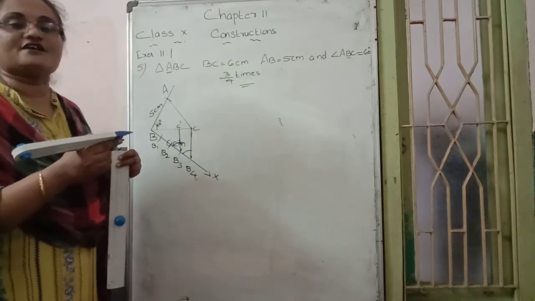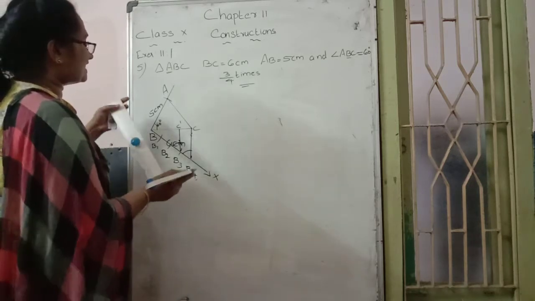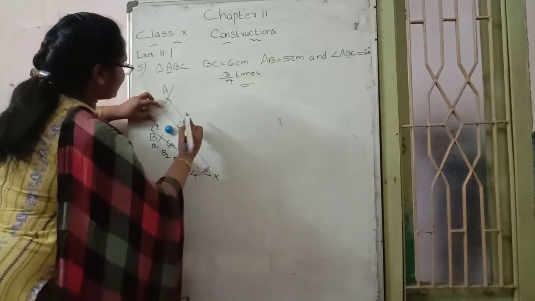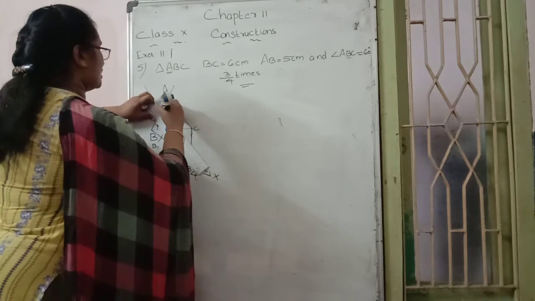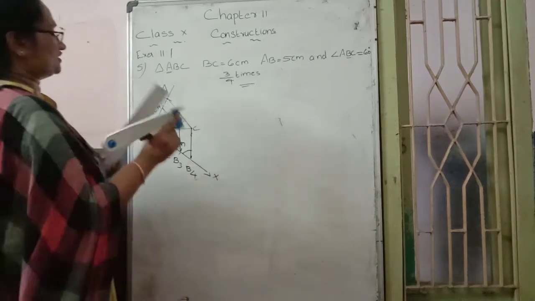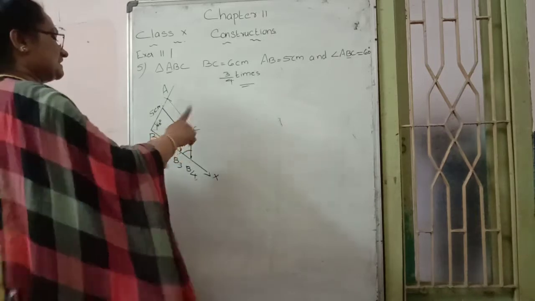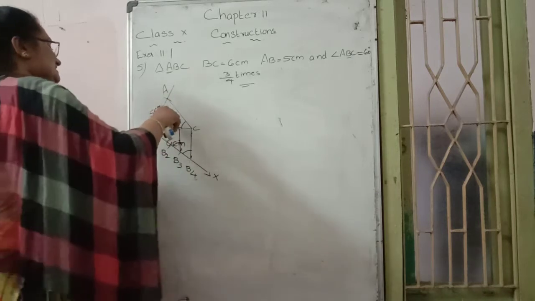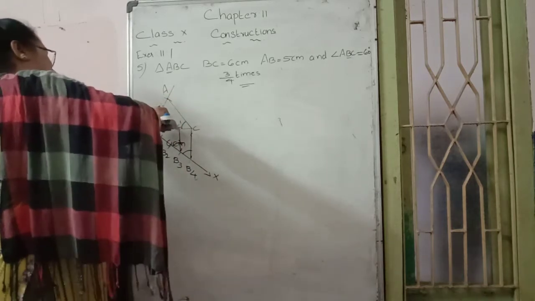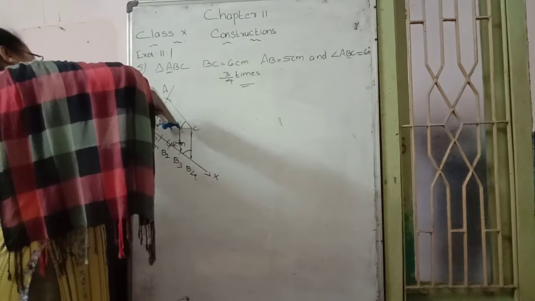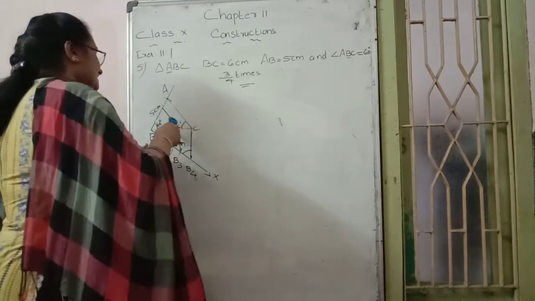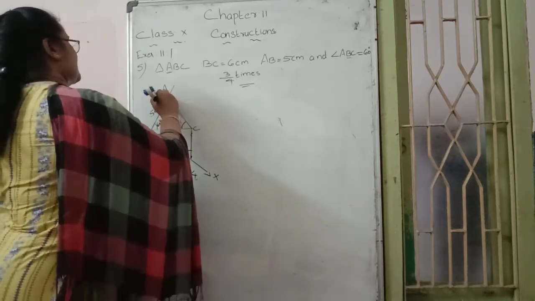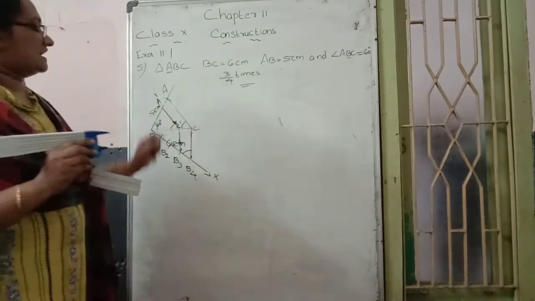Draw the parallel line for the AC side. How to draw the parallel line? Here also adjust your scale and draw the parallel line, or otherwise do arc construction. How to do? First C as center, one arc draw. Next C dash as center, the same arc draw. Then these points are joined, and the cutting point is marked as A dash. In this way we mark them.